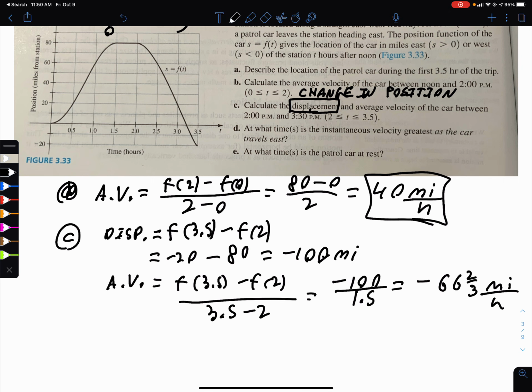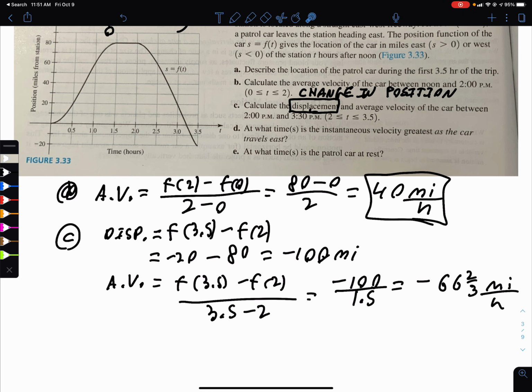Part D. Okay. This one is going to be more of looking at the graph and understanding instantaneous velocity. What is instantaneous velocity? It's how fast it's moving at a particular time. Do you guys remember? You can pause the video and think, how do I find instantaneous velocity? All right, think about that, get an answer, and I will tell you what is the answer. All right, hopefully you said the slope of the tangent line.